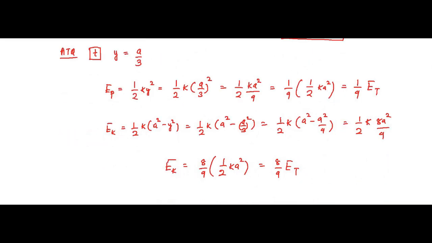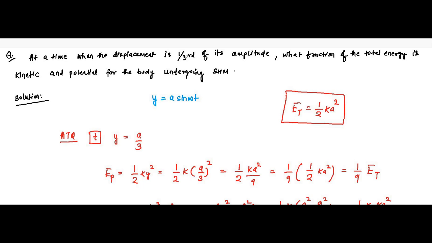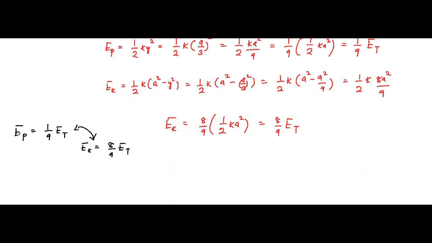So the potential energy here is equal to 1 by 9 times the total energy, and the kinetic energy is equal to 8 by 9 times Et. If we add them together, we get the total energy Et: 9 by 9, that is equal to 1. So at a particular position where the instantaneous position is 1 by 3 times the amplitude, the fraction of total energy which is potential energy is 1 by 9 of the total energy, and kinetic energy is 8 by 9 of total energy.